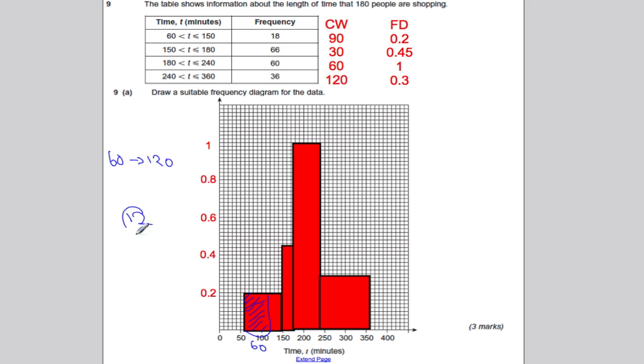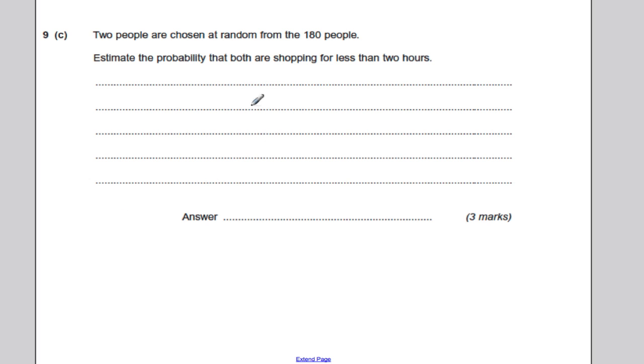That means there's 12 people in this region here. So suppose I choose somebody at random from the 180 people. Well, the probability that the first person is in that category, there's 12 people in that category out of the 180 people. And then I'm going to choose again because we're choosing 2 people. What's the probability that the next person is in there? Well, 1 person has been taken out, so that means there's 11 left. But now there's only 179 people left.